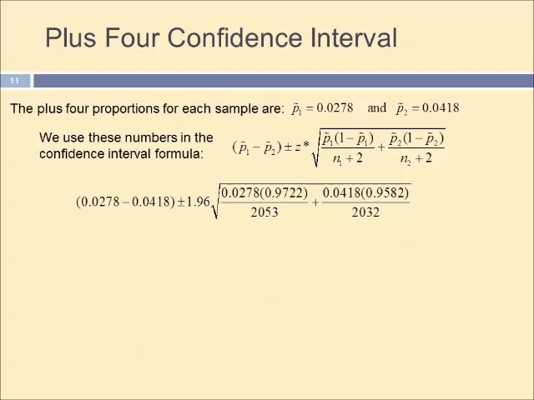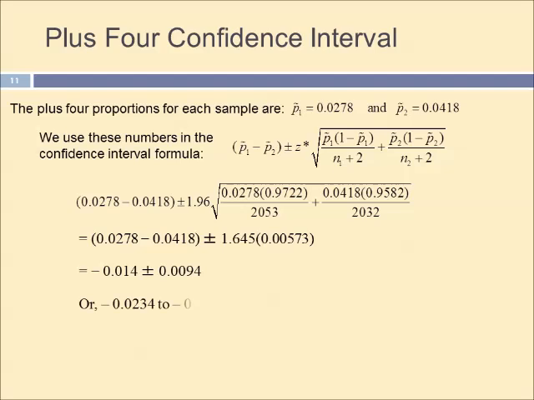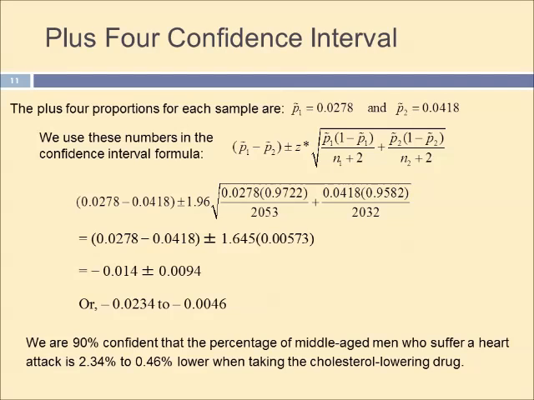So here we just plug in the numbers and do some calculations. We get the difference between the sample proportions is minus 0.014. The margin of error is plus or minus 0.0094. So the confidence interval is from minus 0.0234 to minus 0.0046. We conclude that we're 90% confident that the percentage of middle-aged men who suffer a heart attack is 2.34% to 0.46% lower when taking the cholesterol-lowering drug.